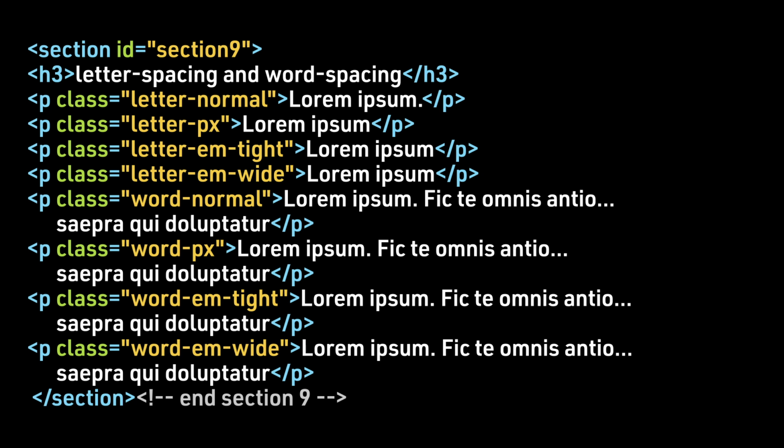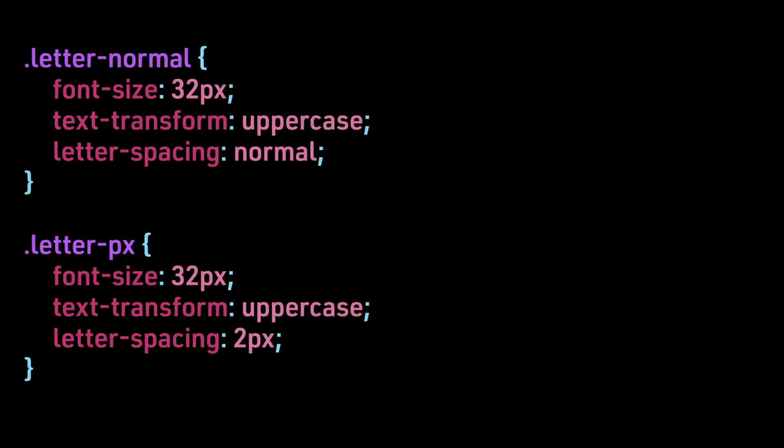And we again are using 4 examples where we will look at normal word spacing, word spacing in pixels, word spacing in ems, where it's a little bit tighter, and word spacing where it's wider. Here's the CSS for letter spacing.